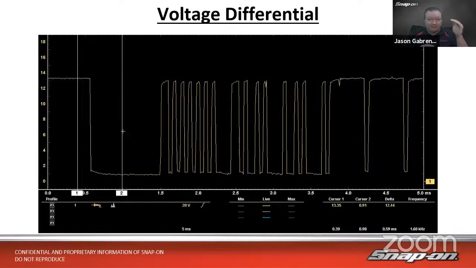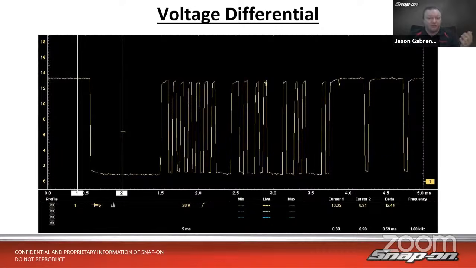There's a high level to the voltage and a low level to the voltage. The voltage field in between there, the difference between the high and the low, is what we call our voltage differential. Different networks work with different voltage differentials and different high levels and different low levels. So it's just good to be aware of what kind of signal am I looking for.